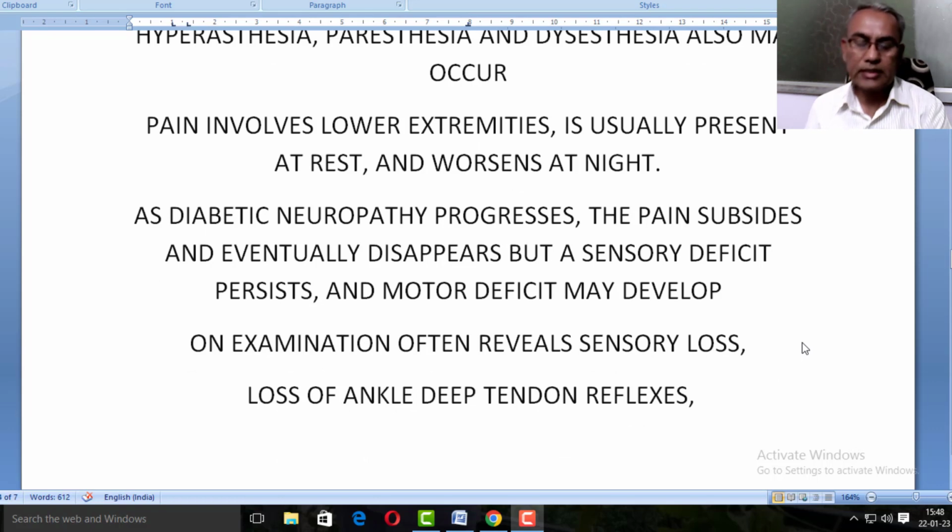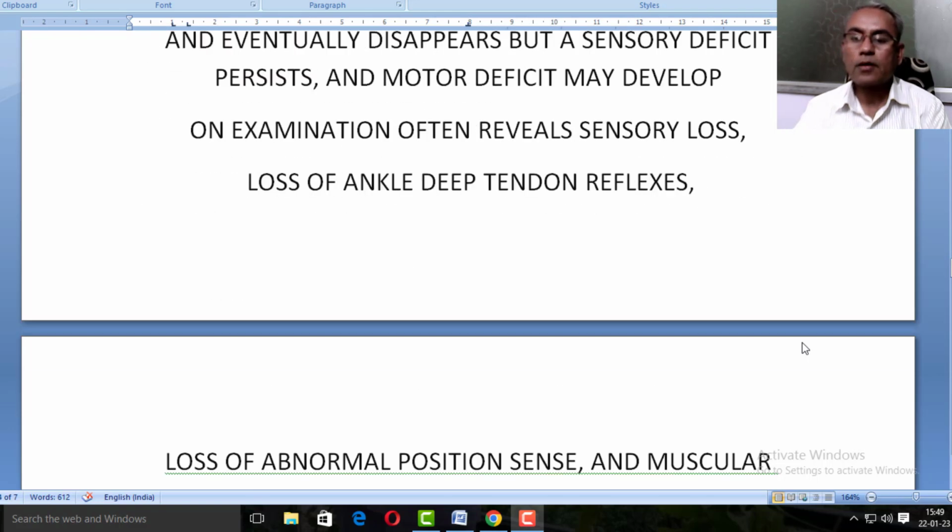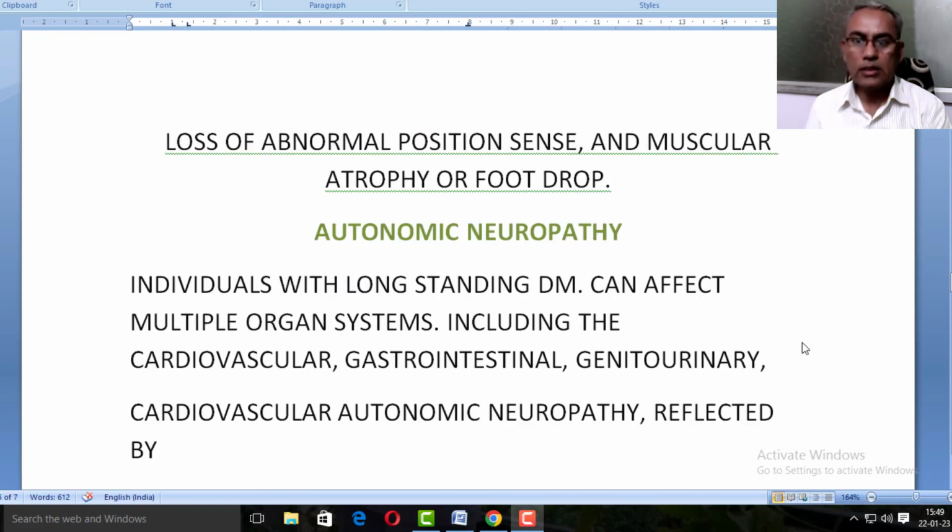Pain involves the lower extremities, is usually present at rest and worsens at night. As diabetic neuropathy progresses, the pain may subside and eventually disappear, but a sensory deficit persists and a motor deficit may develop. Examination often reveals sensory loss, loss of ankle deep tendon reflexes, loss of position sense, and muscular atrophy, and/or foot drop may develop.